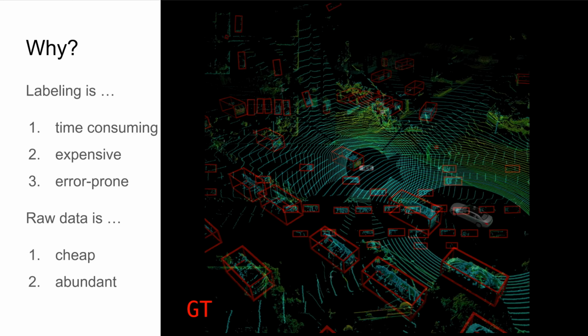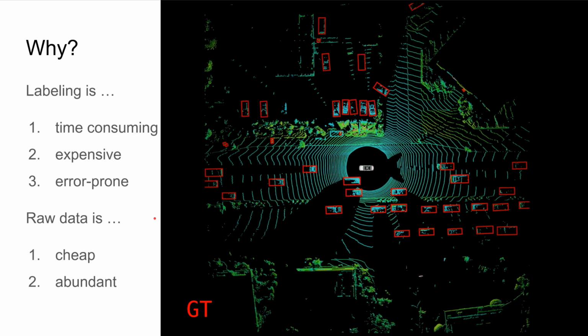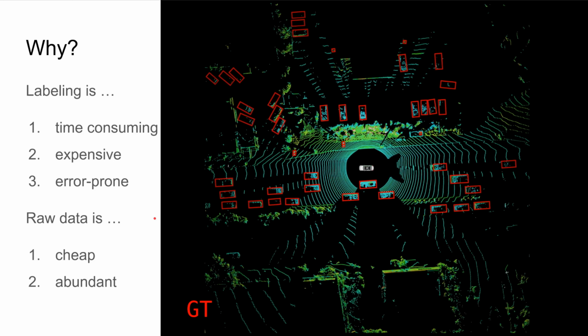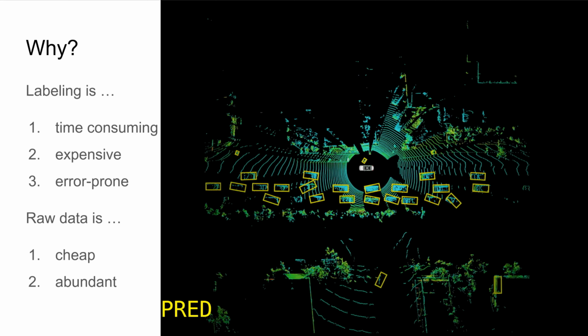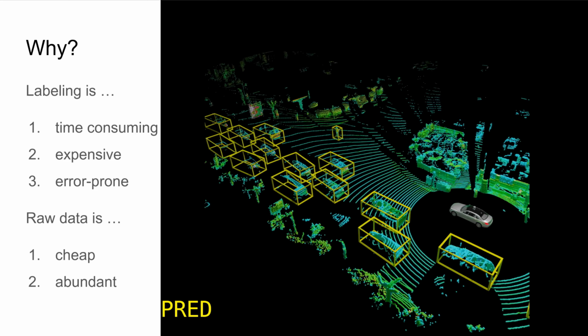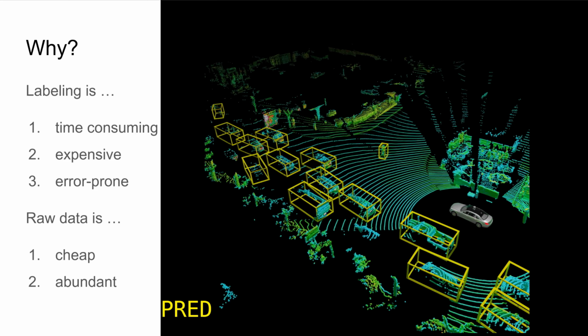One answer might be that annotating data correctly over time with all these fine details is very time-consuming and expensive, even error-prone due to the complexity and monotony of the task. At the same time, raw data is cheap and it makes sense to leverage it as much as possible.